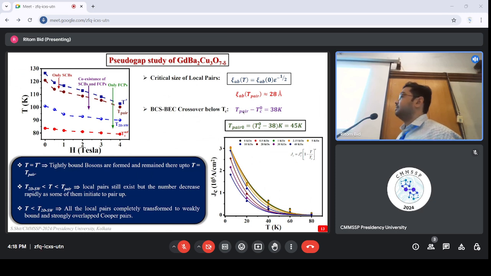And we have also estimated the size of the local pairs above which the local pairs cannot exist in the samples and become Cooper pairs. That size we have estimated as 28 angstrom. And from this analogy, one can say that below TC0, when the sample is already in the superconducting state, there is still a crossover from the BCS to the BEC state, and we found that temperature to be 45 Kelvin. Eventually we have seen that at that temperature the critical current density increases very rapidly.